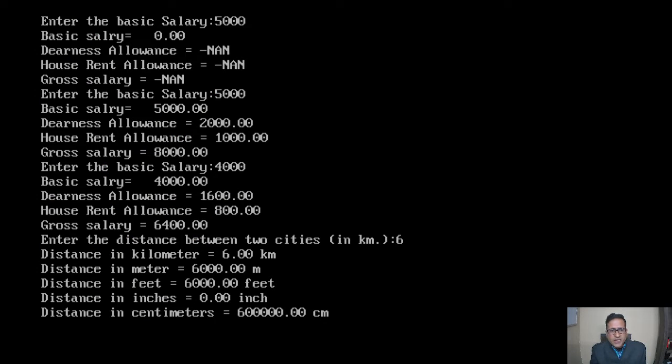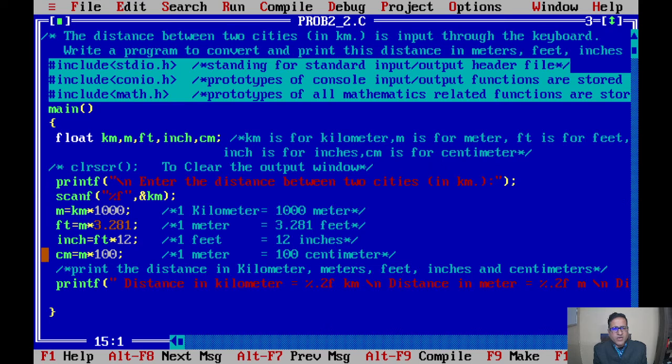We can see here that the distance in kilometers is 6 kilometers, the distance in meters is 6000 meters, the distance in feet is 6000 feet, and inches. I think there is some problem in the formula, so we must rectify it.